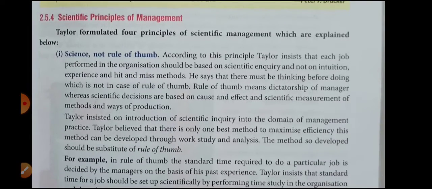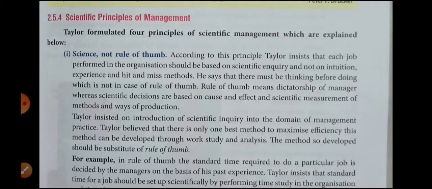Now, what are the scientific principles of management? First principle is science, not rule of thumb. According to Taylor, management is not about rule of thumb. According to rule of thumb, all work will be done in traditional ways. But according to Taylor, work should be done with scientific techniques by using scientific or systematic ways. If we use rule of thumb or traditional methods, then work will be done according to the dictatorship of managers only. They will order their subordinates and their subordinates will follow their orders.